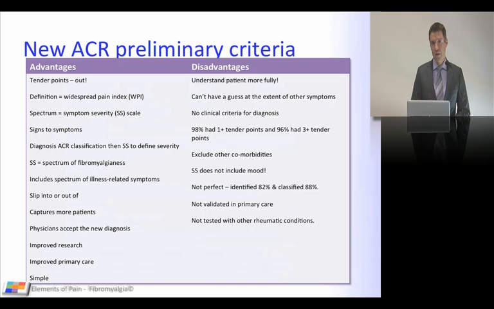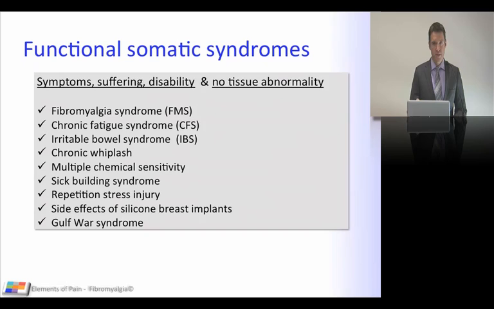You need to exclude other comorbidities, so despite making the diagnosis, again, you need to examine, investigate if necessary. The symptom severity doesn't include mood, and this just made it too complicated. So this is a big disadvantage for these new criteria. It's not perfect. It didn't identify all the patients. It hasn't been validated in primary care, and it hasn't been tested with other rheumatological conditions. So more work is needed before this becomes the norm.